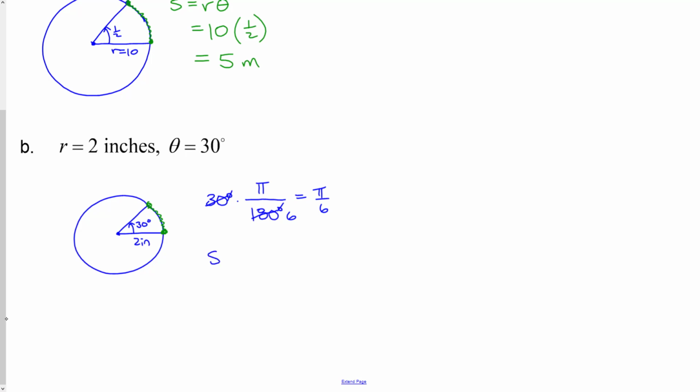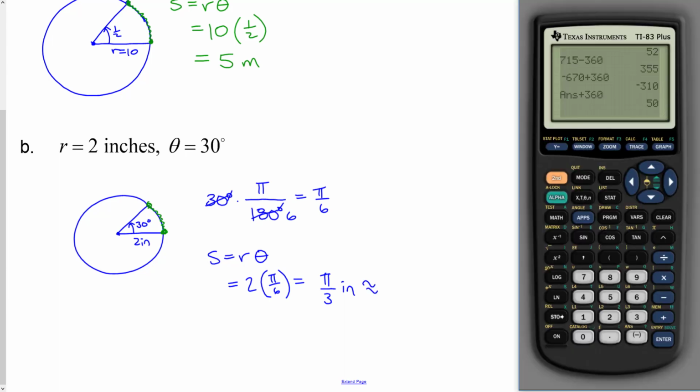So now when I do S equals r times theta, that arc length is going to be the radius of 2 times the angle measure of pi over 6. 2 goes into 6 3 times. So it's pi over 3 inches. Or if you wanted to approximate that, just get out your calculator, take pi divided by 3, and it's about 1.05 inches. Oops, 0.5, not just 5.